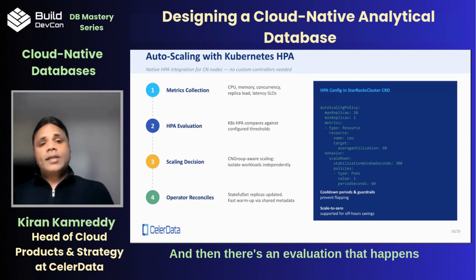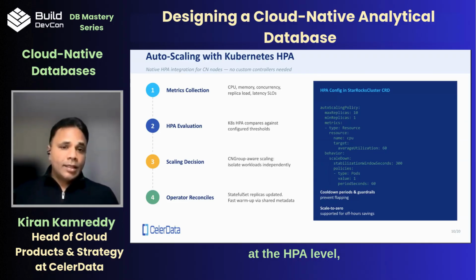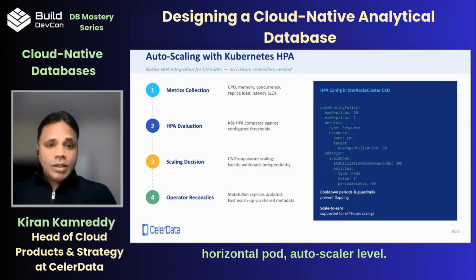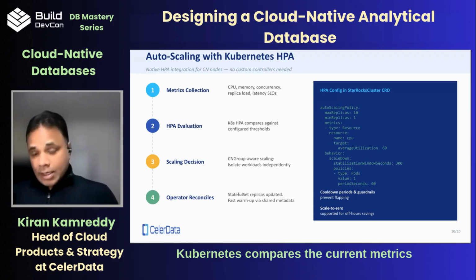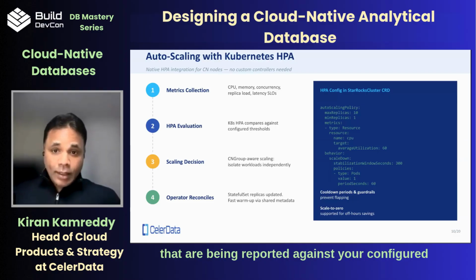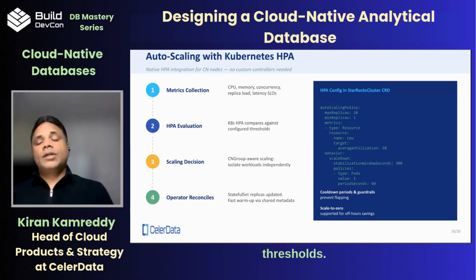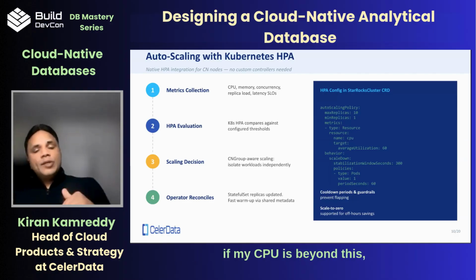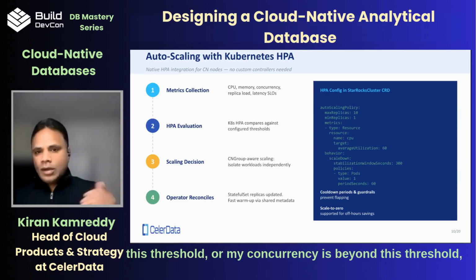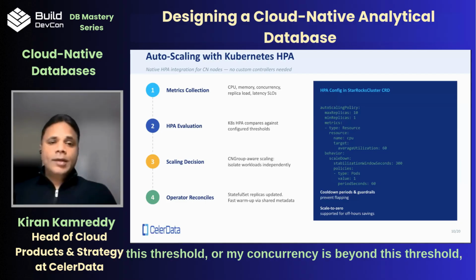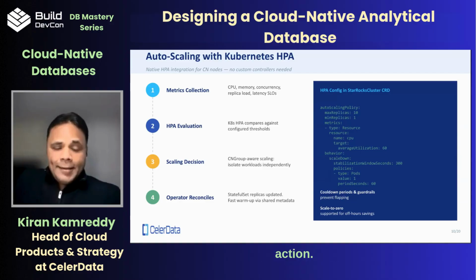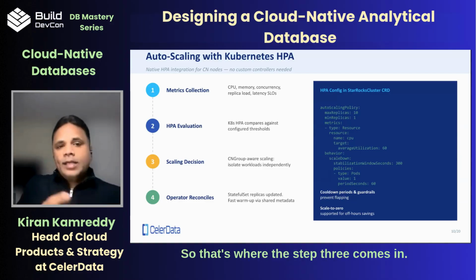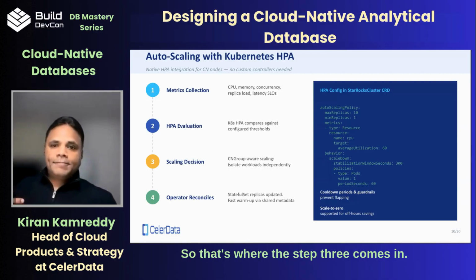And then there's an evaluation that happens at the HPA level, the horizontal pod autoscaler level. Kubernetes compares the current metrics being reported against your configured thresholds. The user determines these thresholds, saying, if my CPU is beyond this threshold, or my concurrency is beyond this threshold, trigger a scaling action. So that's where step 3 comes in.